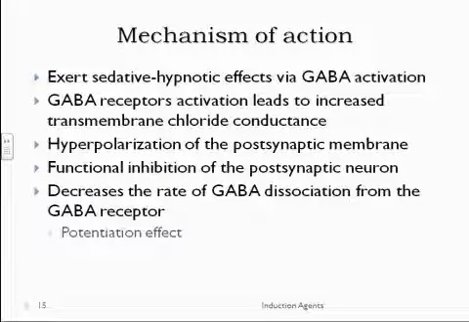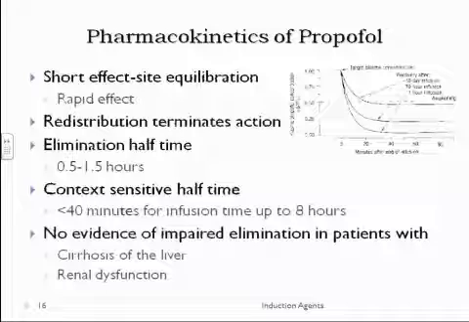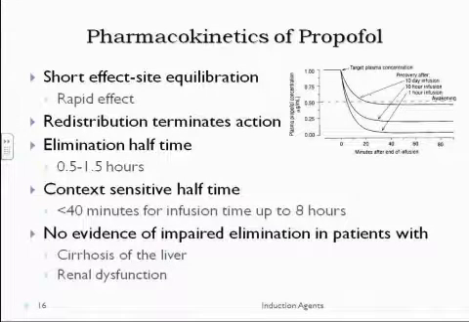It also does another thing, which is similar to etomidate, which is it enhances the agonistic effects of GABA. So the normal GABA being released by your brain, when propofol binds to the site, it increases the duration of the GABA staying on the actual site. It's called the potentiation effect. If you look at the pharmacokinetics, it has a short effect site equilibration, which means it has a very rapid effect. Okay, but what terminates the action of Diprovan is not metabolism, but redistribution.